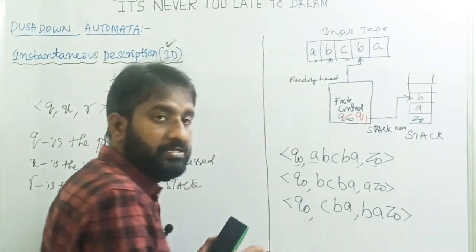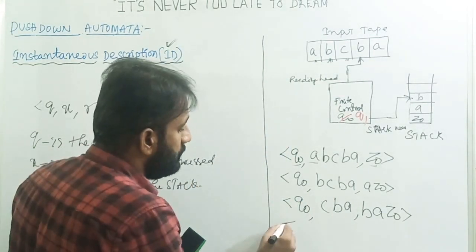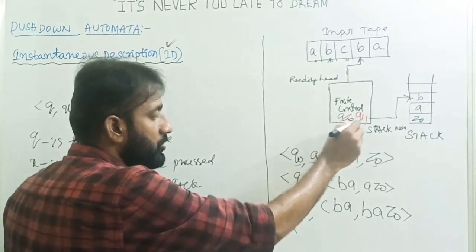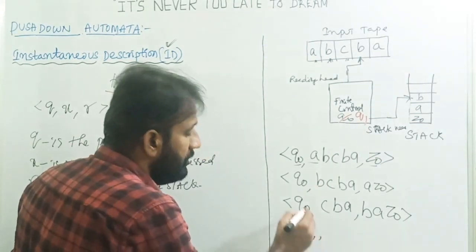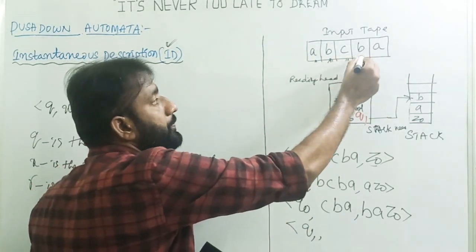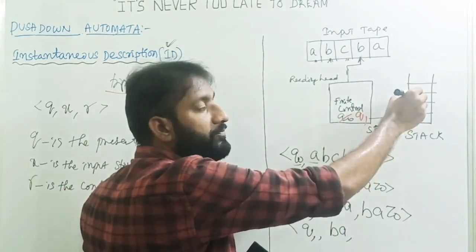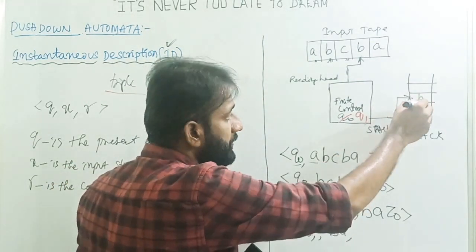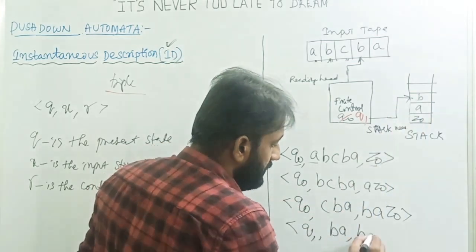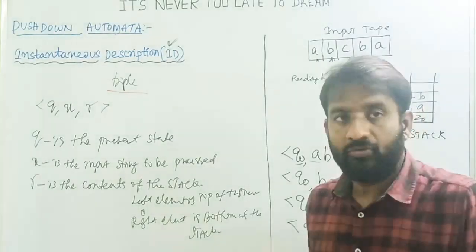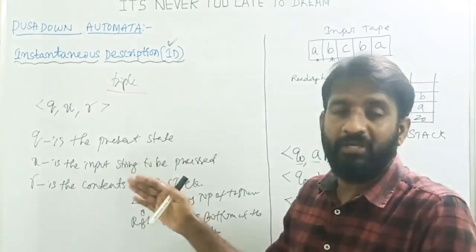So how can we write this instantaneous description? What is the present state of the machine? Q1. What is the input string to be processed? B, A. And what is the content of the stack from top to bottom? It is B, A, Z0. So this is about the instantaneous description of the pushdown automata.